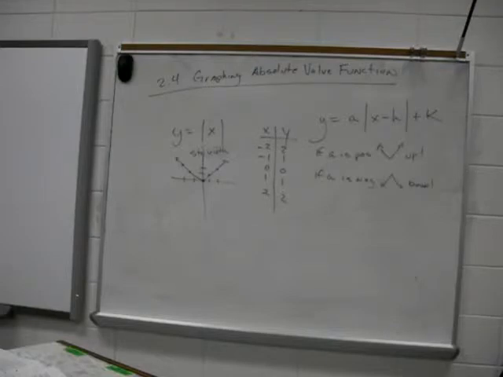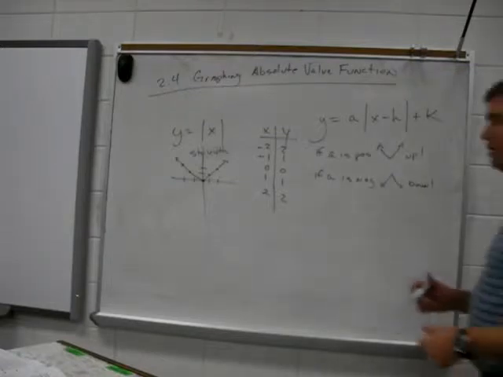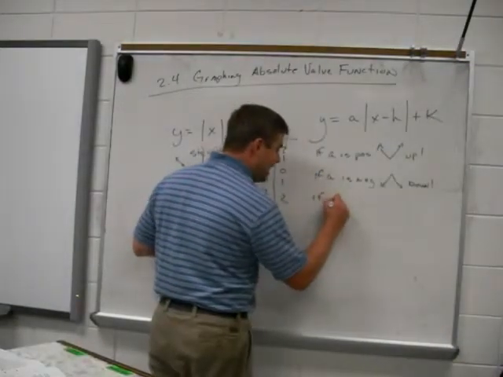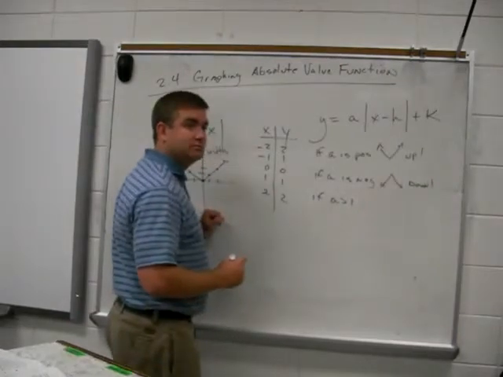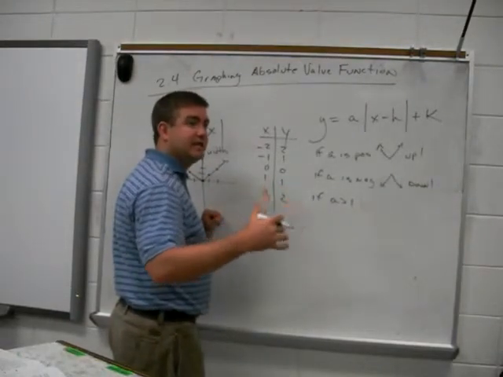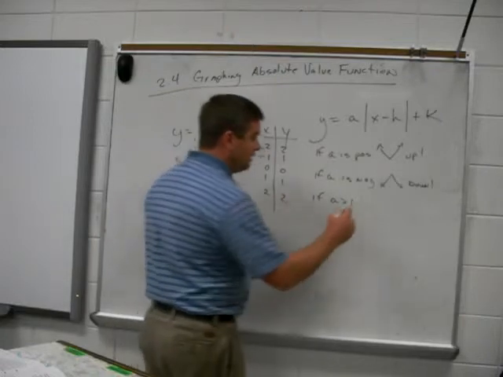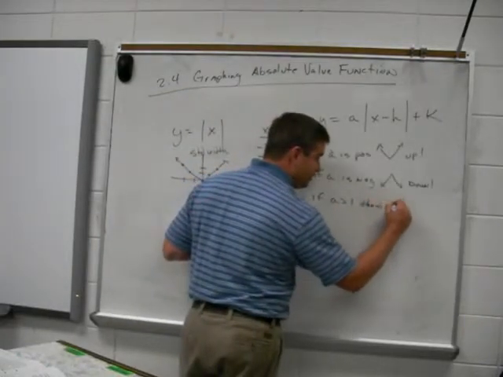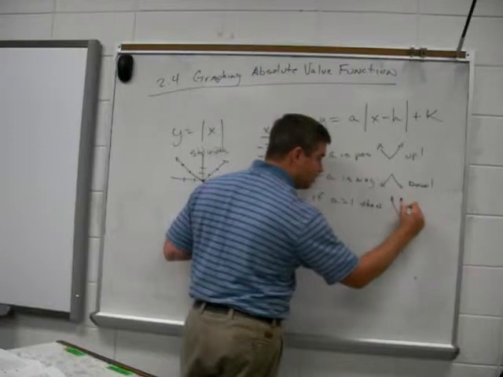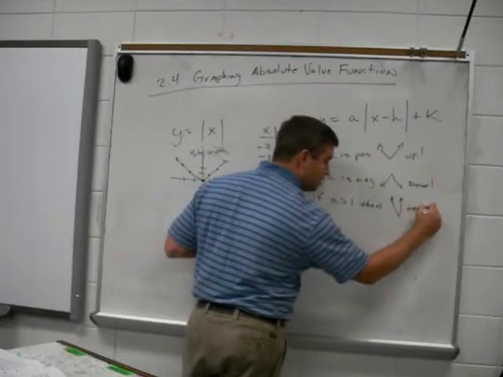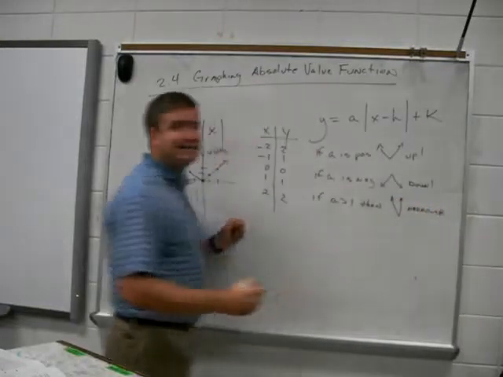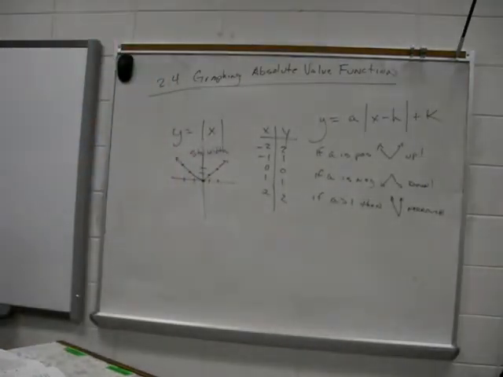Alright, let's talk about A a little bit more. A has the most going on. If A is greater than 1, 2, 3, 4, 5, 6, any number bigger than 1, then the graph becomes narrower. It tightens up. If A is 2, then it gets a little narrower. If A is 3, it gets a little narrower. If A is 10, still narrow. As A is bigger, if it's bigger than 1, then the graph is narrow.